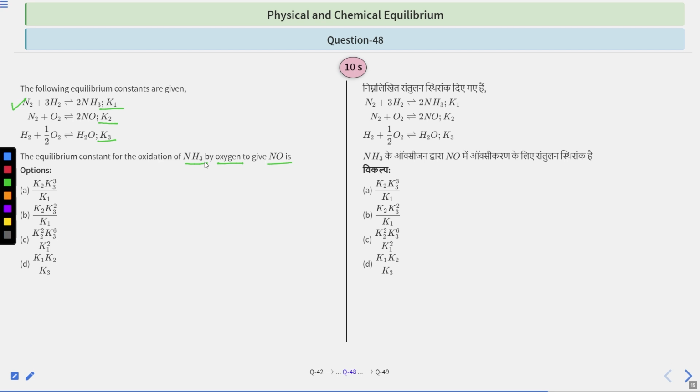Now we have three reactions given here, and we will find the equilibrium constant for the oxidation of NH3 by oxygen to give us NO. So we have to write the reaction first. The options are K2 into K3 whole cube divided by K1, K2 K3 square divided by K1, K2 square K3 whole 6 divided by K1 square, and K1 K2 divided by K3. You have 10 seconds to solve this question. After that, we will see what the answer is.